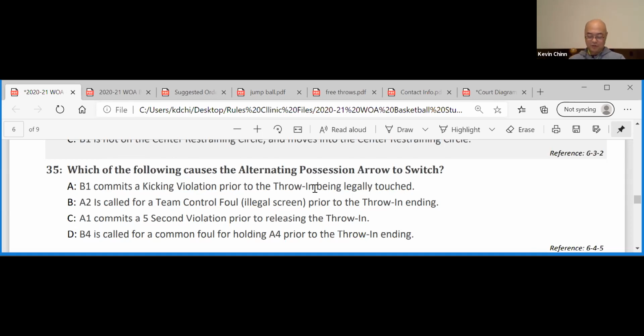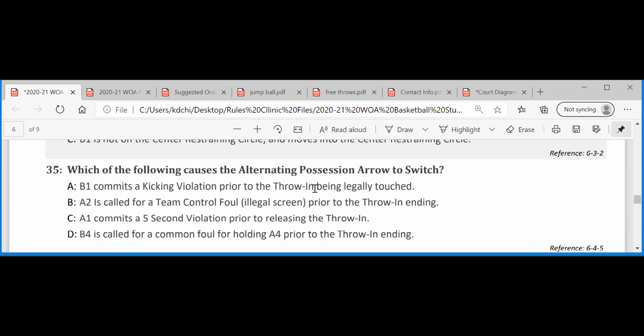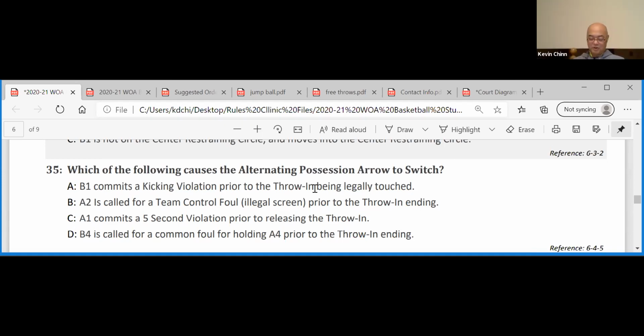B, A2 is called for a team control foul. So I'm A, I throw it into my teammate, and somewhere during that time, A2 commits a team control foul prior to the throw-in. So if A commits a foul, they have the ball, they commit the foul. Who gets the ball next? B. And they get the ball because of the foul, correct? Yeah, not because of the jump ball. Okay, so it can't be B.